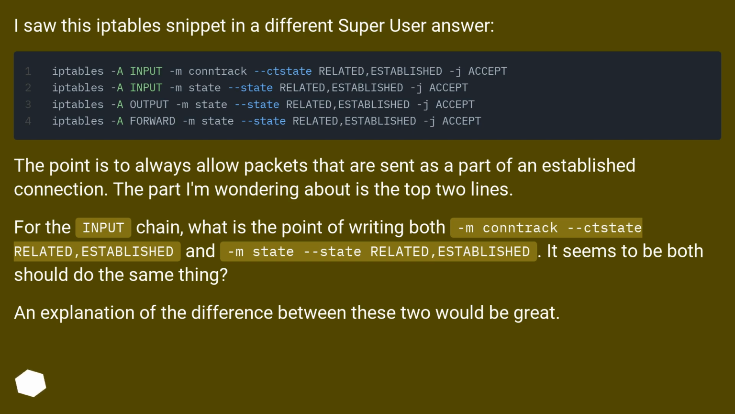For the INPUT chain, what is the point of writing both -m conntrack --ctstate RELATED,ESTABLISHED and -m state --state RELATED,ESTABLISHED? It seems both should do the same thing. An explanation of the difference between these two would be great.